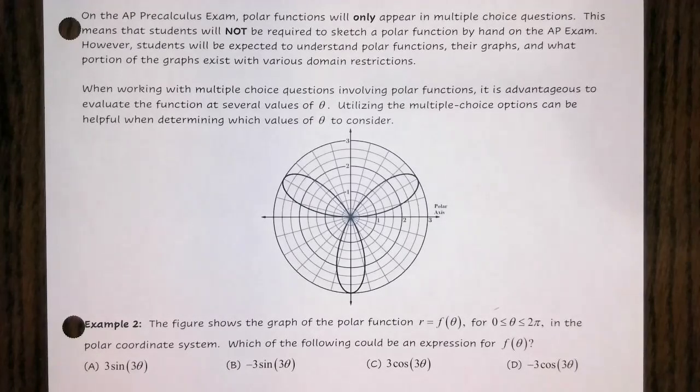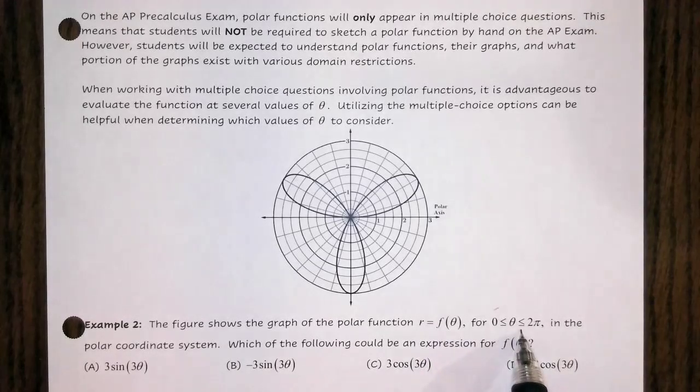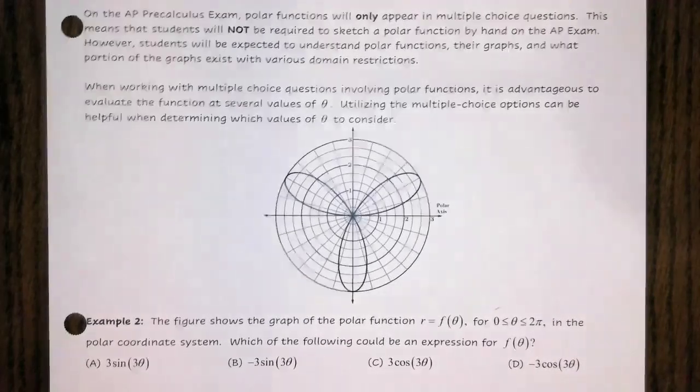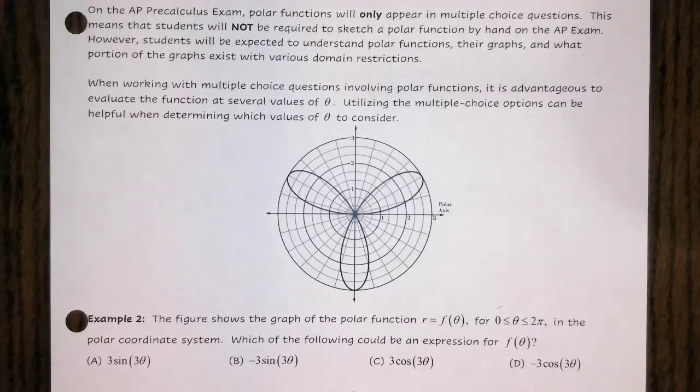In this example, it says the figure shows the graph of the polar function r equals f of theta, where theta is 0 to 2 pi, in the polar coordinate system. Which of the following could be an expression for f of theta? So this is one that's asking for the equations.